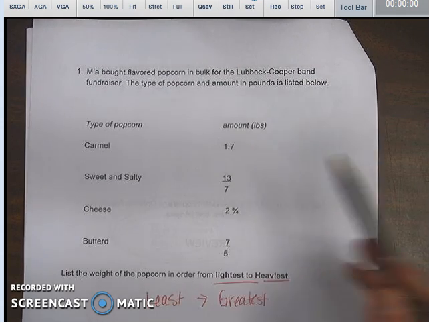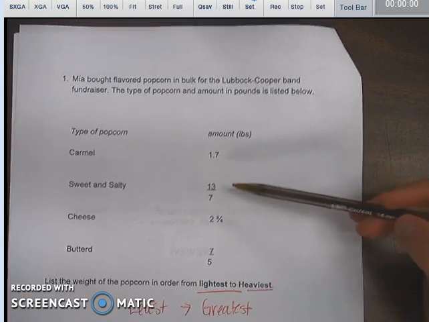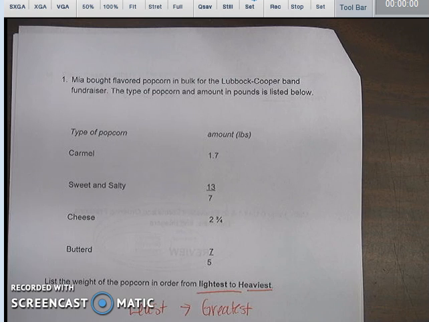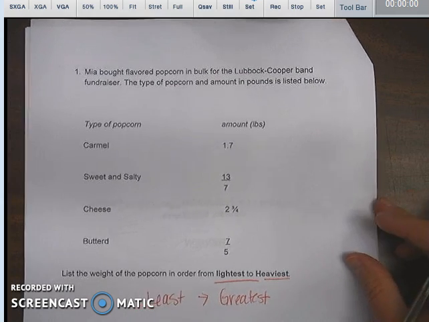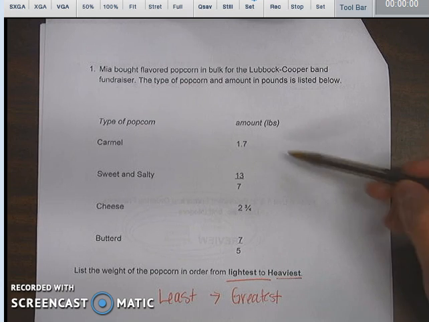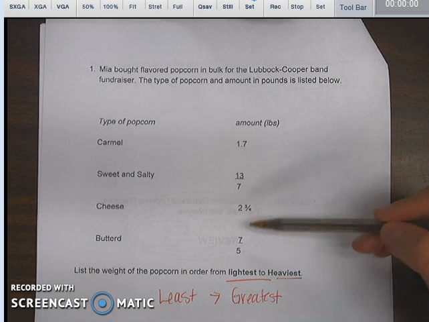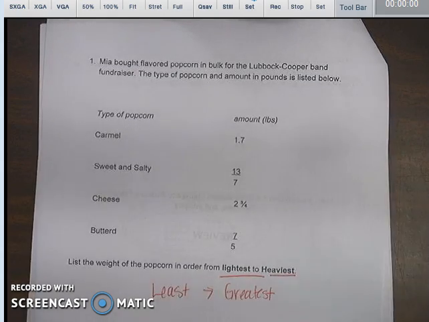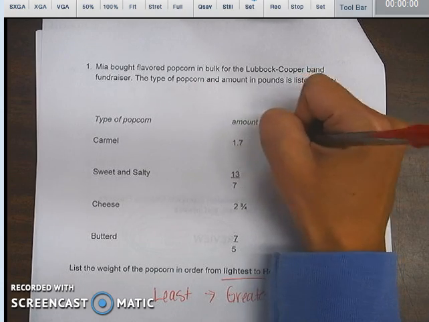Okay, I have a bunch of different rational numbers here. I have a decimal, I have an improper fraction, I have a mixed number, and then I have another improper fraction. The easiest way to put something in order is to get them all in the exact same form of rational number. Well, I have an easy decimal and 2 fractions here. So what I think would be the best thing to do is to just convert them all to a decimal. 1.7 is going to stay the same.